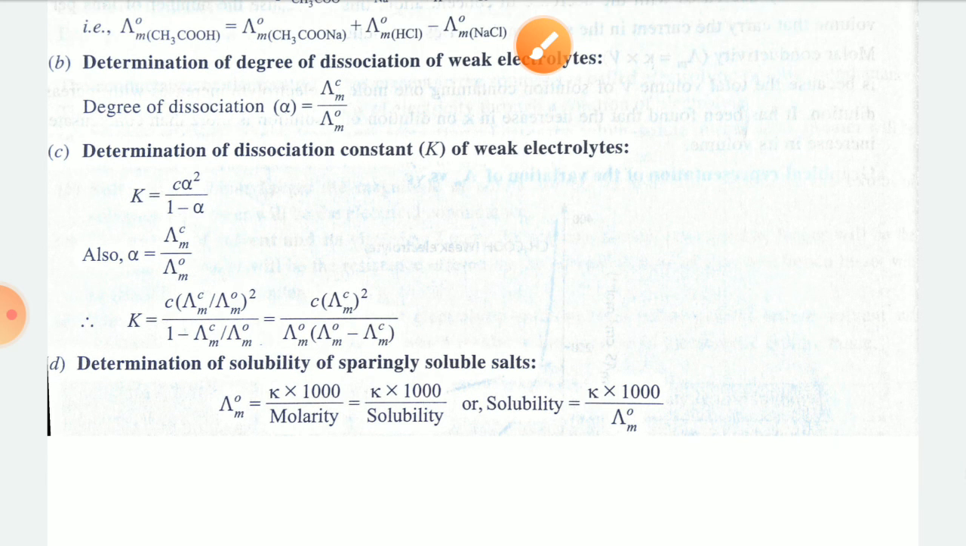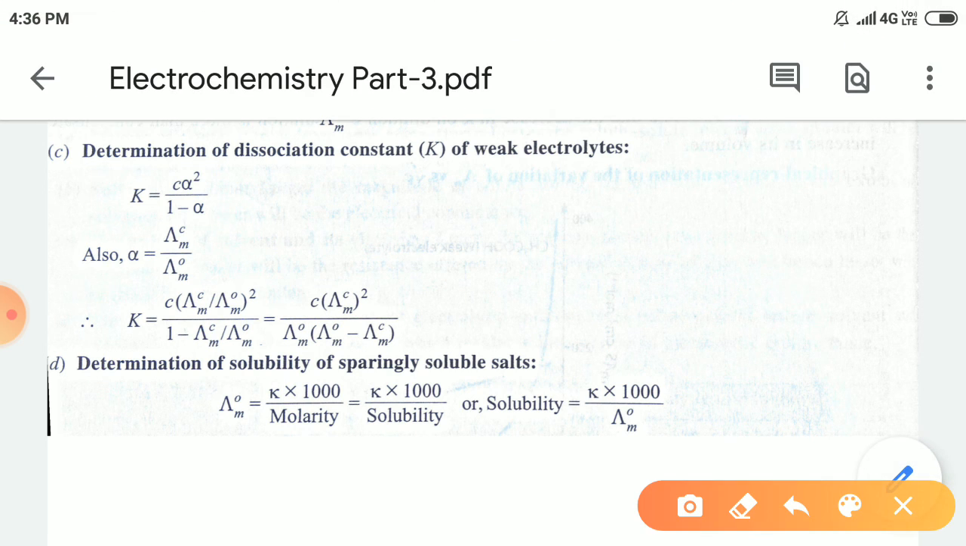Next application is determination of solubility. As we know, limiting molar conductivity is equal to kappa into 1000 upon molarity. So in place of molarity, we may take solubility. So solubility is equal to kappa into 1000 upon limiting molar conductivity of the electrolytic solution.